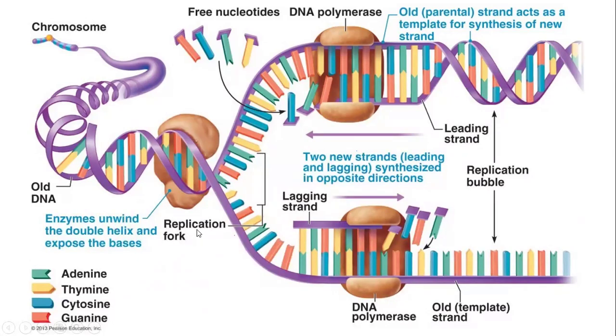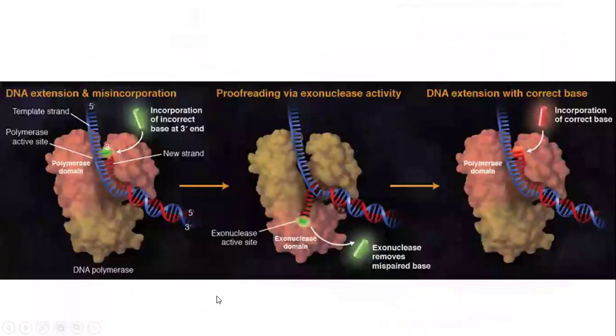Enzyme unwinding the double helix and exposing the bases. The replication fork is what you can see here, and then the free nucleotide, the DNA polymerase. So you take your time to get familiar with the story. Now, in this slide, what you are seeing is DNA extension and misincorporation, and then proofreading via exonuclease activity, and then DNA extension with correct base.